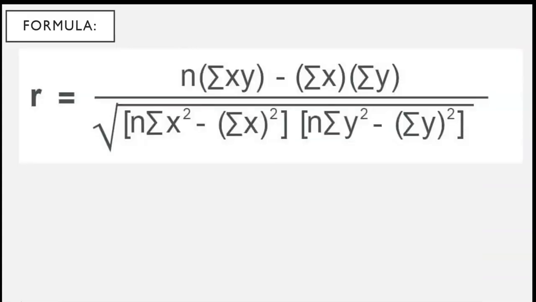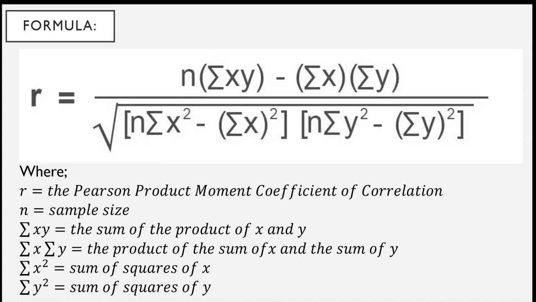The formula in finding the correlation coefficient or the value of r is this one, where r represents the Pearson product moment coefficient of correlation, n is the sample size, sum of xy is the sum of the product of x and y, sum of x times sum of y is the product of the sum of x and the sum of y, sum of x squared is the sum of squares of x, and sum of y squared is the sum of squares of y.